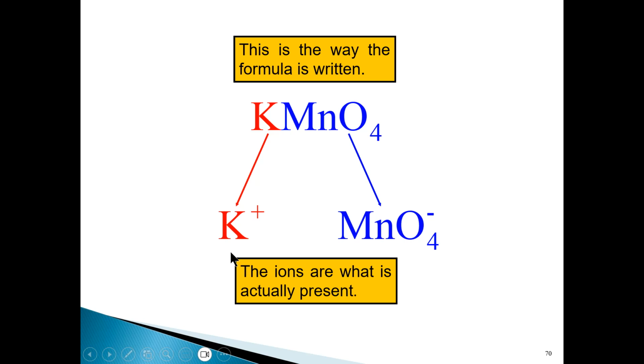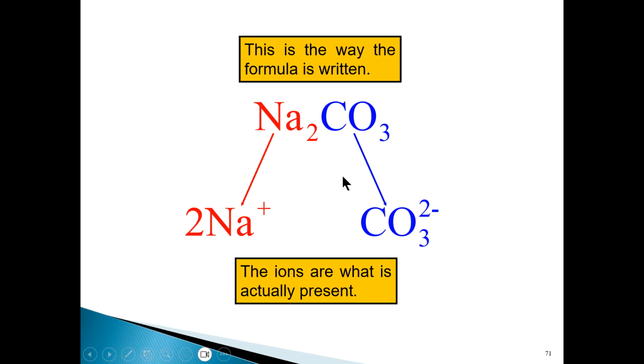Again, this is just basically re-emphasizing something I said earlier. The charges must cancel out. This is the way the formula is written for the entire compound, and the ions are shown here. These are the ions that are actually present in the compound, but when you put it together, this would be the final formula. By the way, the name of this compound here is potassium permanganate, all right, just to let you know. This is called the permanganate ion, and this, of course, is the potassium ion, all right? Same thing applies here. This is the way the formula is written, and these are the ions that are present in the case of sodium carbonate.